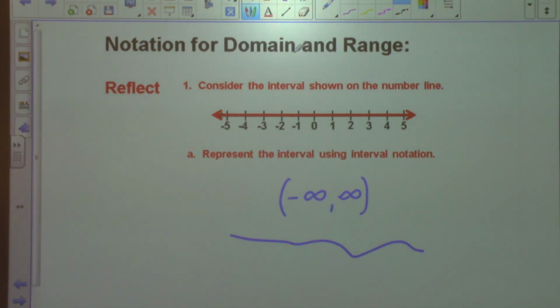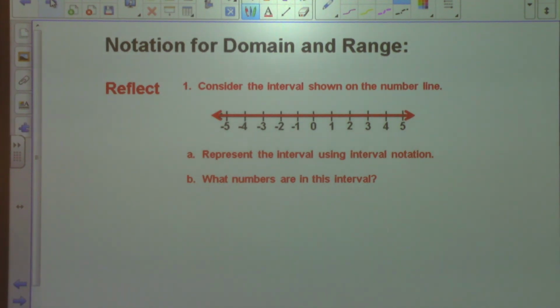And we're going to be using this for domain and range. We're going to probably start out about here tomorrow and consider things. What numbers are in this interval? All real numbers, right? Or we can write it like that if we want to, right? All real numbers.